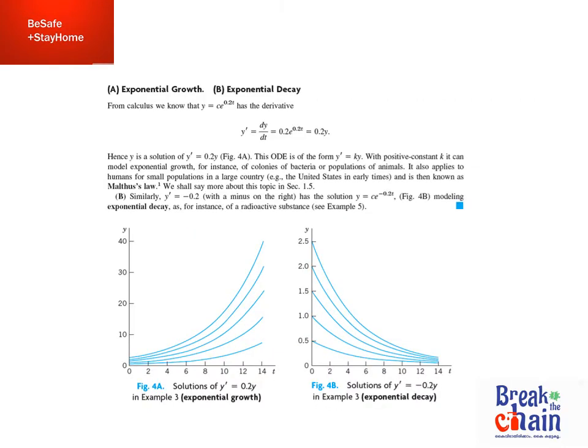Here also you can see two types of figures. First one is called exponential growth, figure 4a, and figure 4b shows exponential decay. So if y dash is equal to 0.2 e raised to 0.2 t, then the solution gives exponential growth. At the same time, if the power of the exponential is changed to minus 0.2 t, then you will be getting the solution as exponential decay. So these types of solutions are also available, exponential growth and exponential decay.